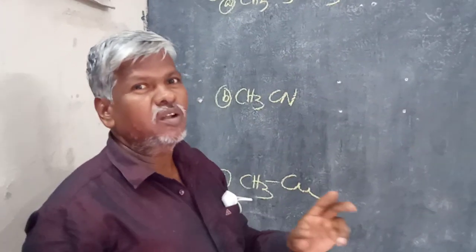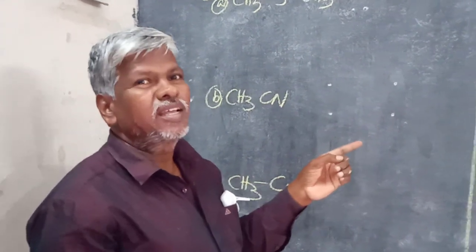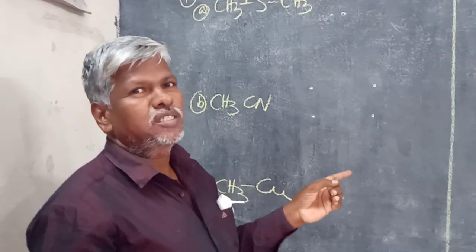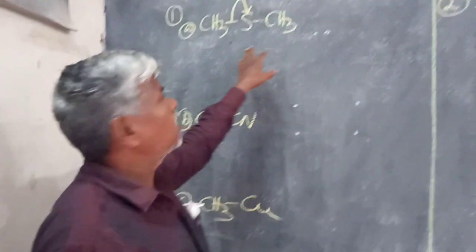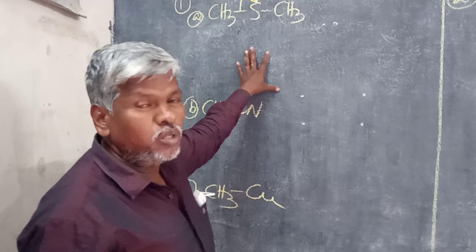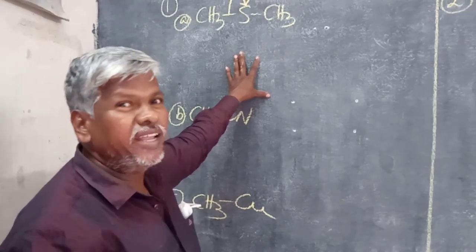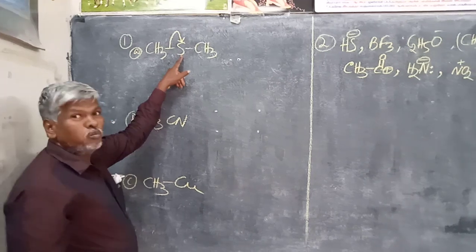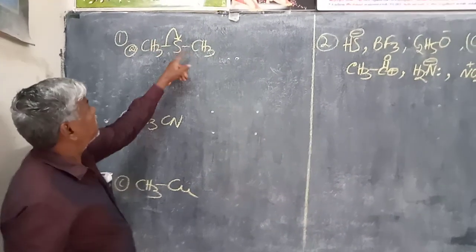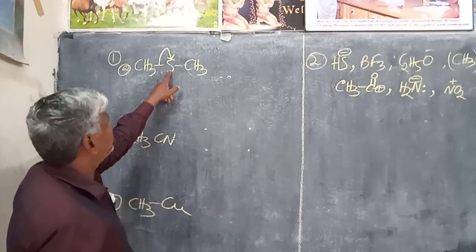If the 2 electrons are equally split up into either side, both sides, it is called homolytic cleavage. Due to the homolytic cleavage, free radical is formed, and here this is being more electronegative. The bonded electrons are shifted towards the sulfur.